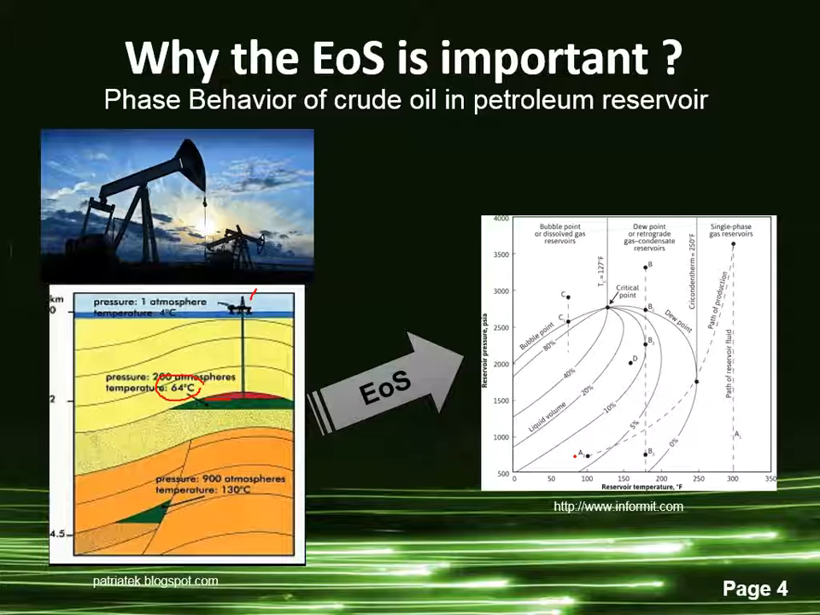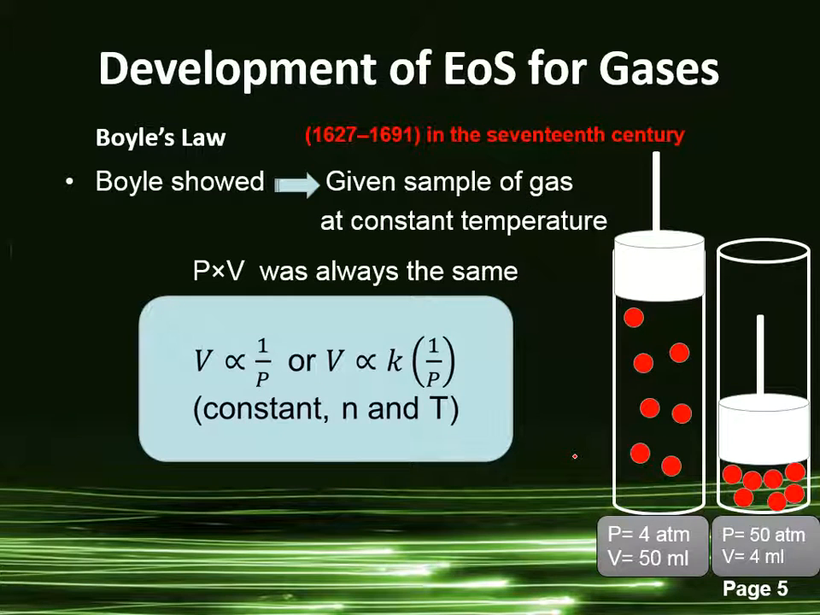Now I'm going to talk about development of equation of state for gases. Early experiments on the behavior of gases were carried out by Robert Boyle in the 17th century. Boyle showed that for a given sample of gas at constant temperature, the product of pressure and volume was always the same. Here is one example of Boyle's law.